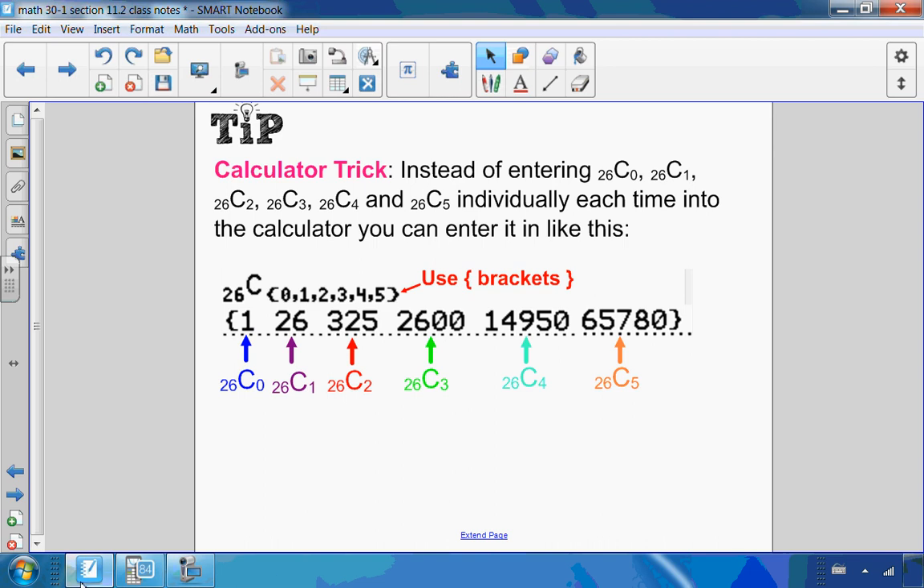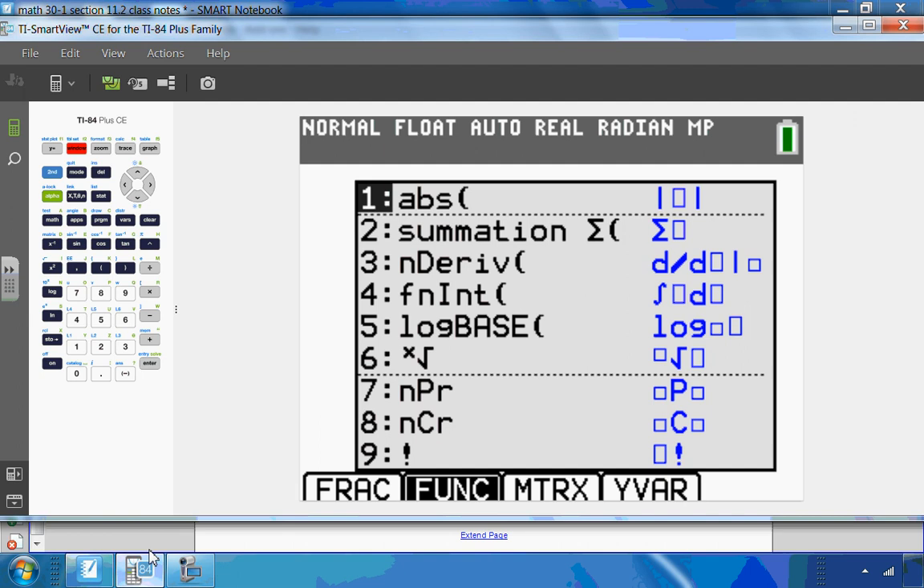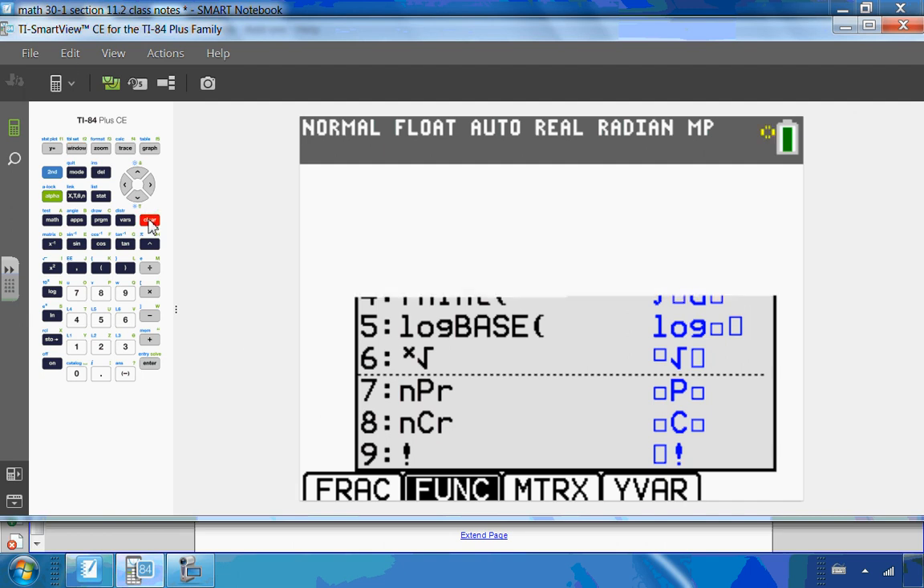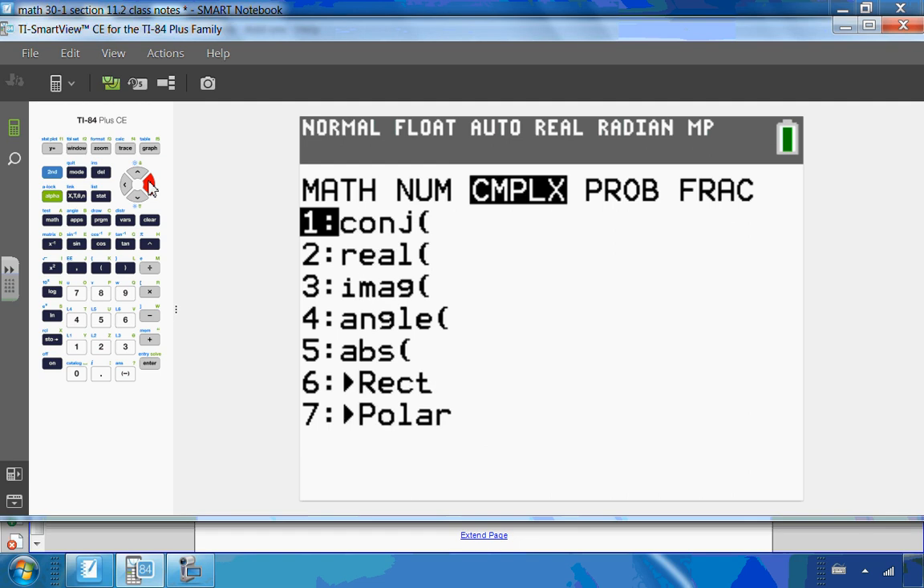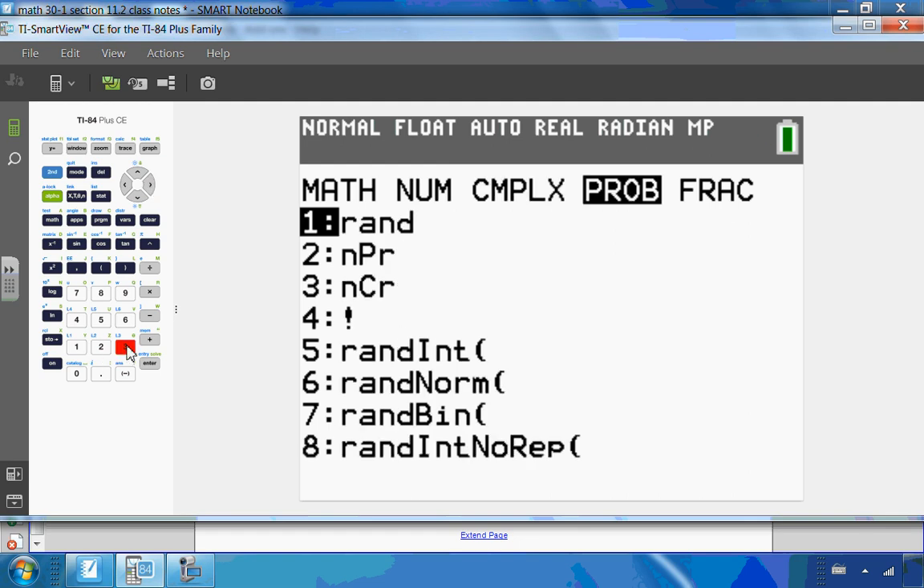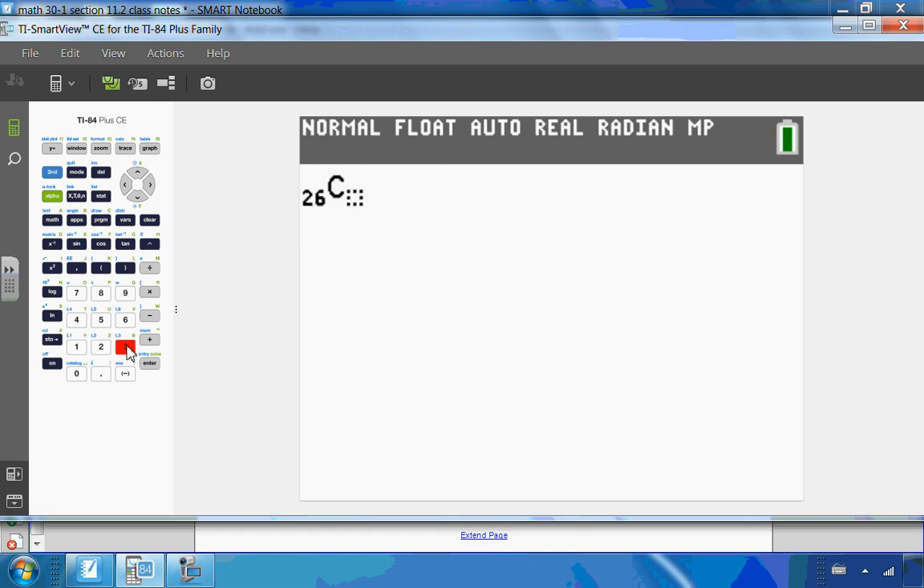Let me just show you. I have it in your notes, but let me show you what that looks like. What I'm going to enter is 26, that's your number, and then we're going to go in and get our combination. So math over to probability, down to combination, or on my CE, you're going to go alpha window to get into your combination. And I want 26C0, 1, 2, 3, 4, and 5.